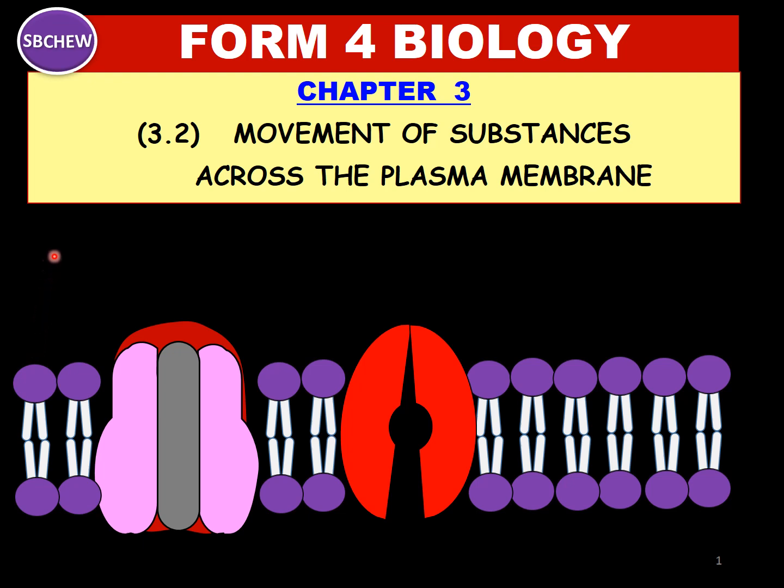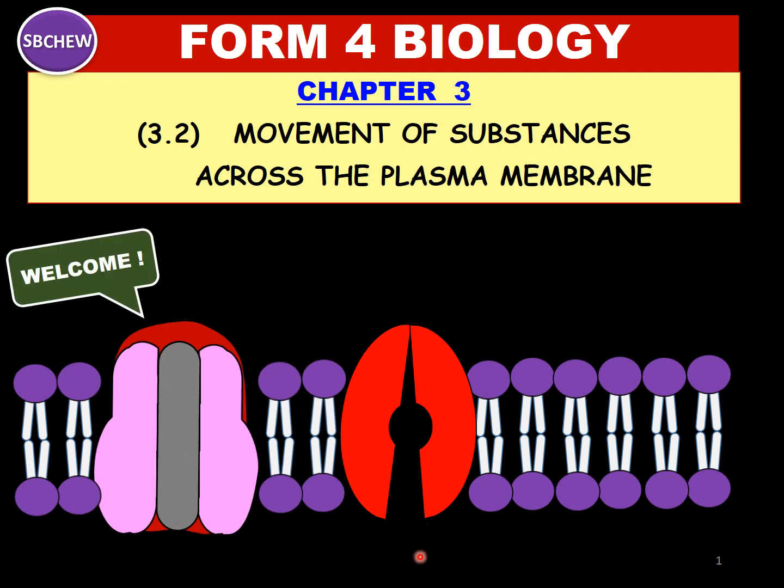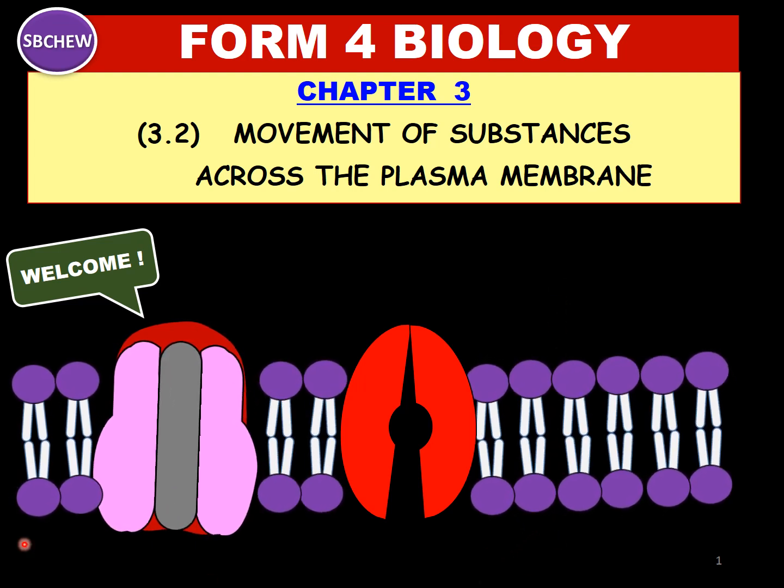Welcome back to our videos on Form 4 Biology. Today we'll be studying Chapter 3 and specifically 3.2 on movement of substances across the plasma membrane. So we'll be discussing the different types of substances that can move across the different parts of the plasma membrane, like the transport proteins here and also through the phospholipid bilayer.